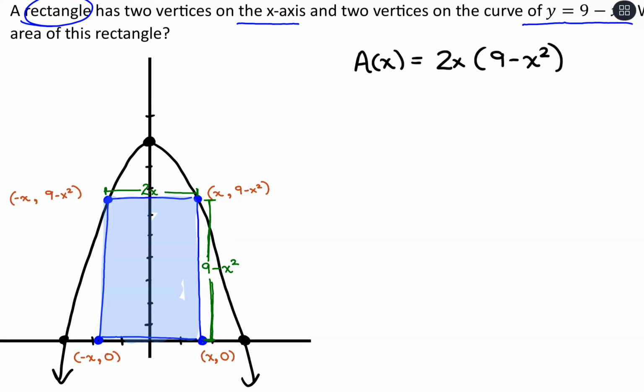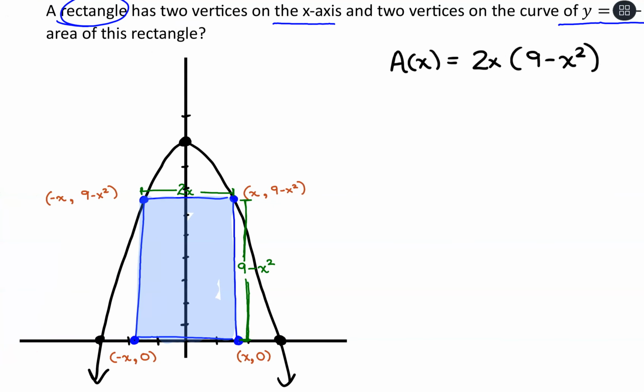So we have limitations on what x can be. We're stuck between -3 and +3, and we probably shouldn't have 0, but given those restrictions, we can plug in anything for x, and this will calculate the area of that rectangle for us.